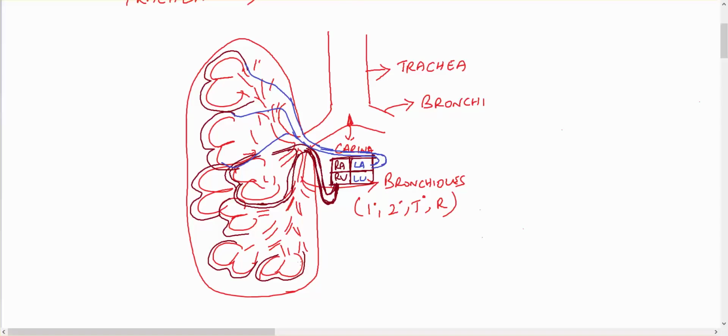This is the alveoli, and this is the pulmonary capillaries, and the area between the alveoli and the pulmonary capillaries, these areas are called the interstitium, the pulmonary interstitium.